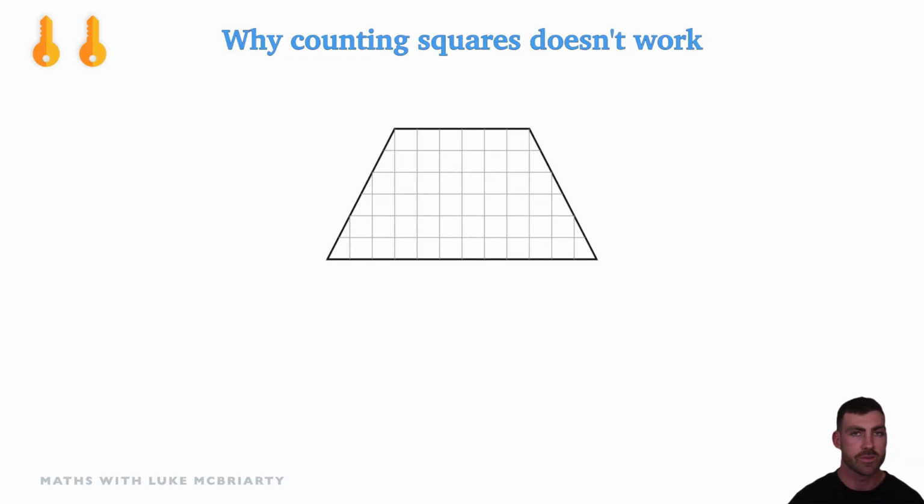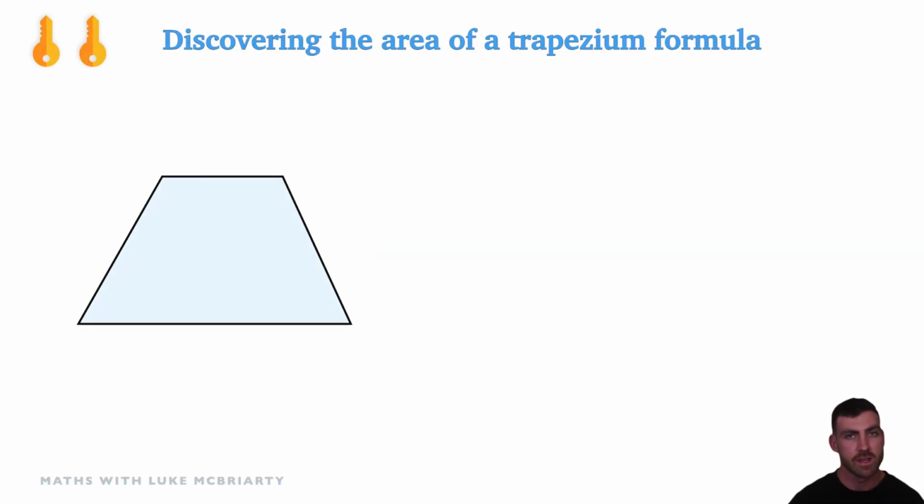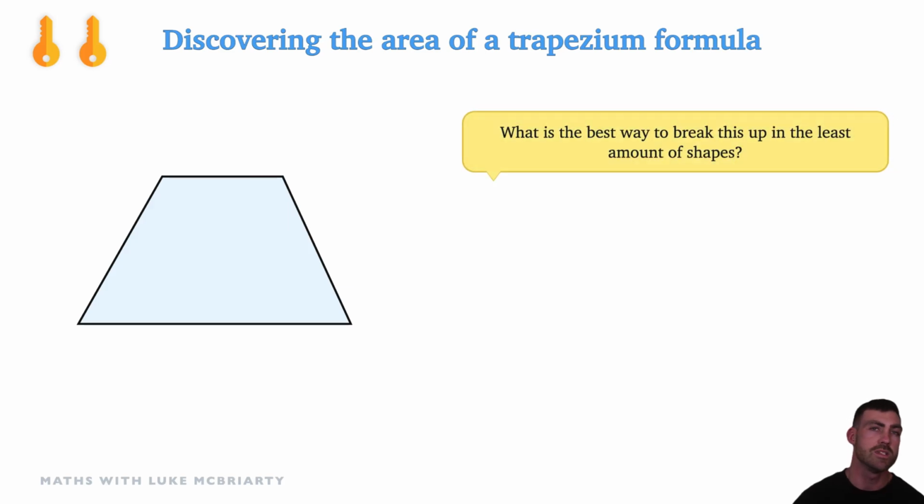Similar to triangles, counting individual squares inside a trapezium isn't very helpful. Many of the squares are cut, so there must be a better way. Here's the challenge. Can we somehow turn this trapezium into shapes we already know how to find the area of? Take a moment and have a look. What is the best way to break this up with the least amount of shapes?